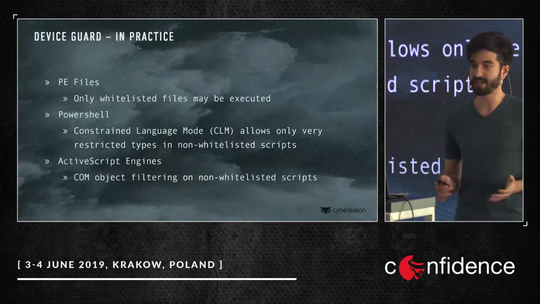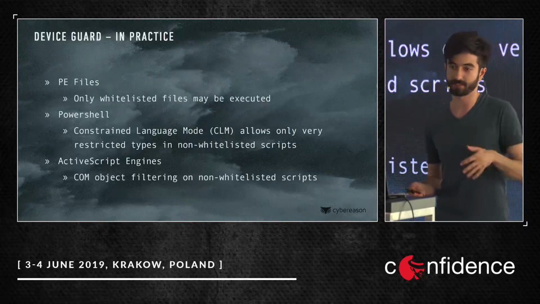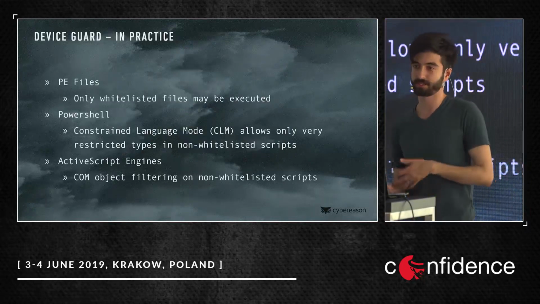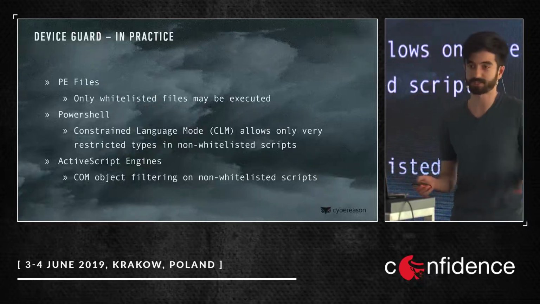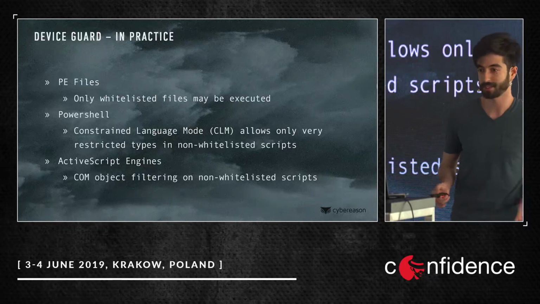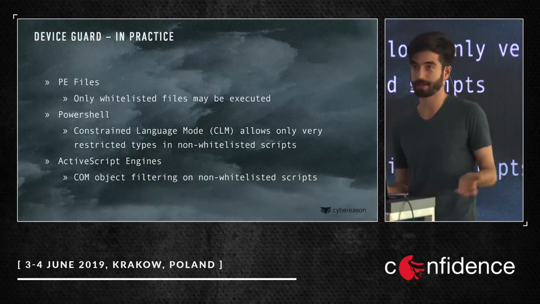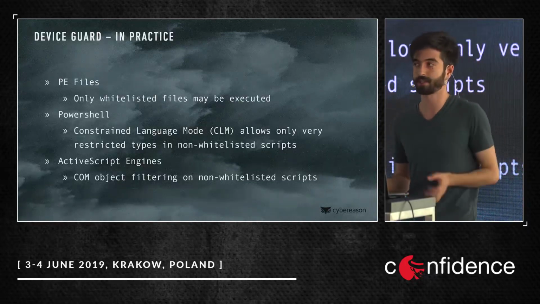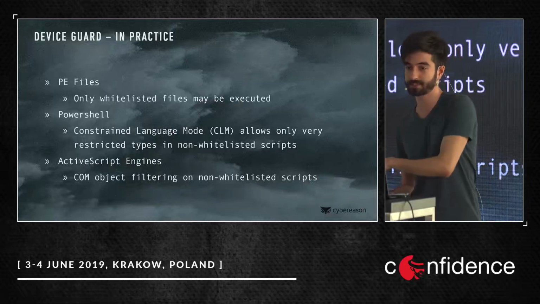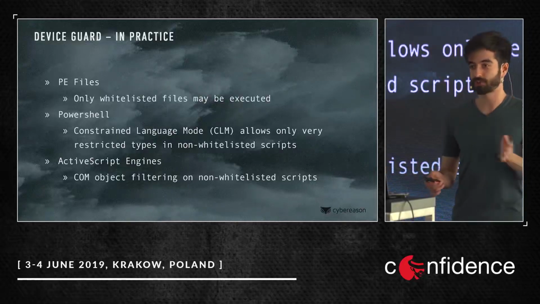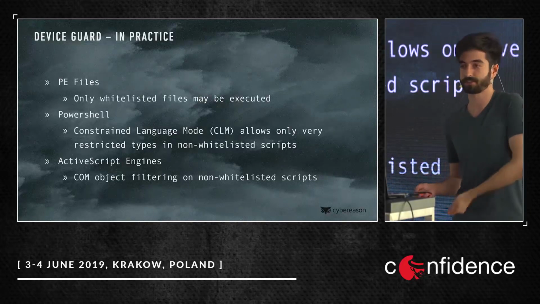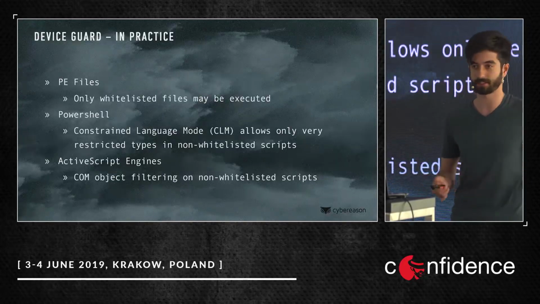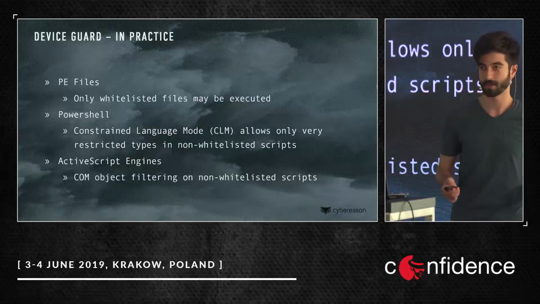Now, the way Device Guard in practice implements this is by defending a couple of different ways to run code. The most direct way is PE files. And this is pretty simple. The moment you have a Device Guard policy in place, you can't run a PE file that isn't compliant with the policy, meaning that if you just download some kind of unsigned executable, it simply won't run.